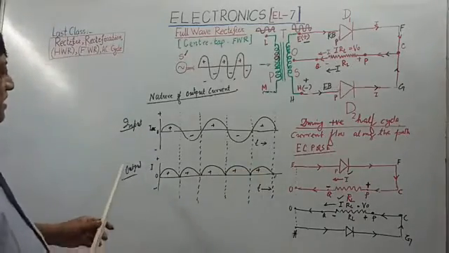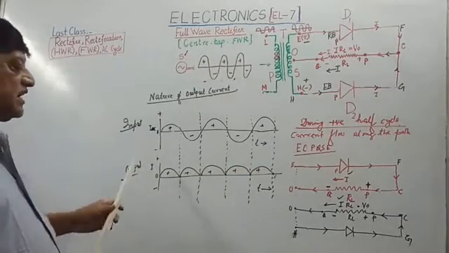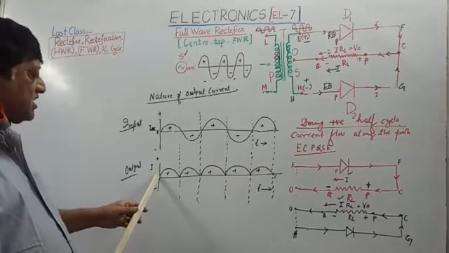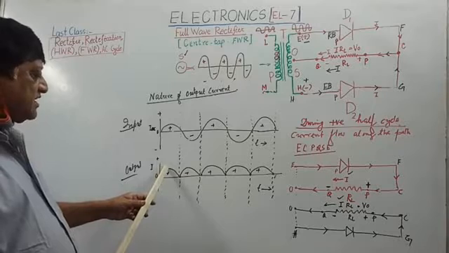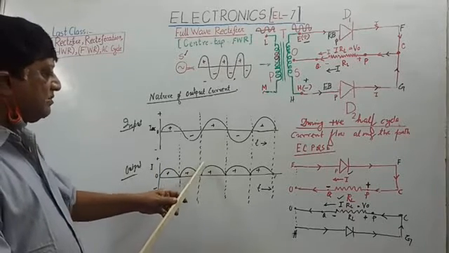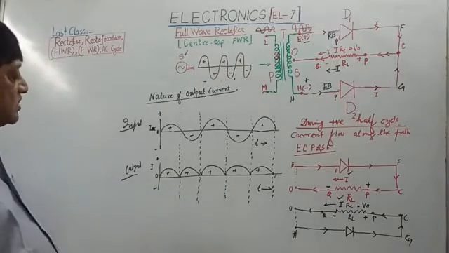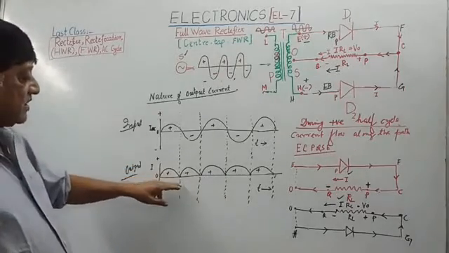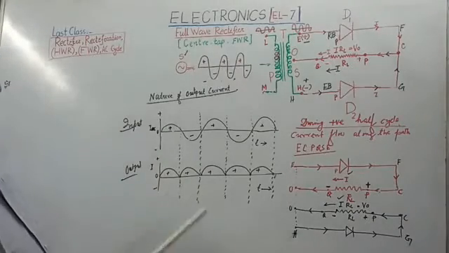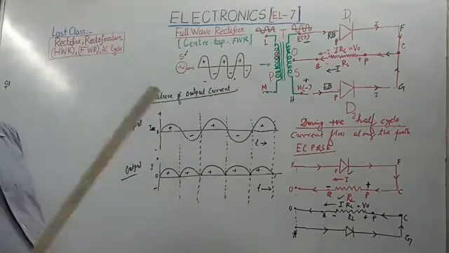So since current is varying, it is not a steady current. Current starts from minimum 0, reaches maximum, again becomes 0, again maximum, again 0, again maximum, again 0. But at no stage it becomes negative, because current never changes its direction. Such a current we say is varying DC.